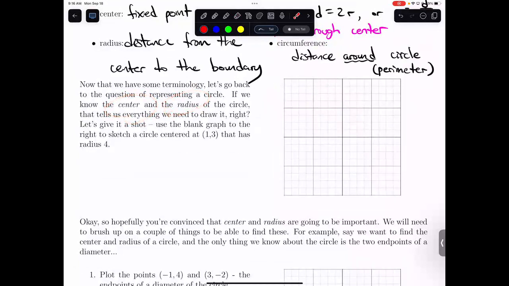So take a second and sketch this circle, center at (1, 3) and radius 4. How would you do that, given that you probably didn't bring a compass with you and don't want to take off a shoelace?